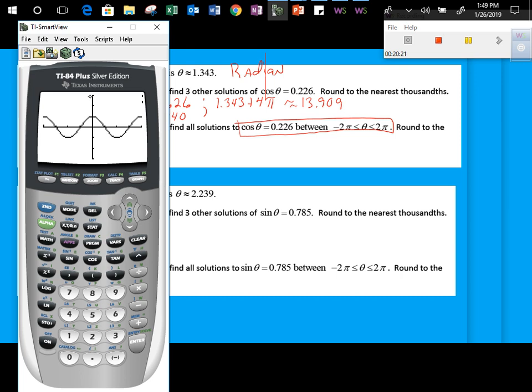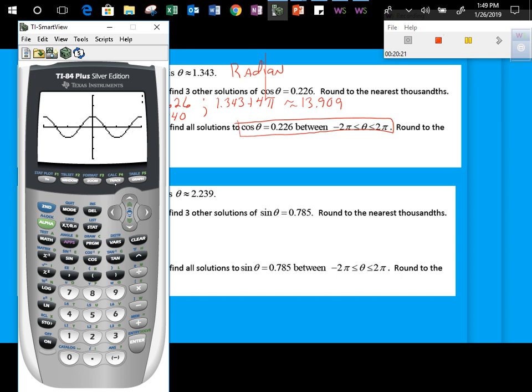If you notice symmetry, you could find this answer right here and know that this answer right here is just the opposite of it. You could find this answer and know that that answer right there is just the opposite. So there's one way. If you find this answer, add 2 pi to it, you would get this answer. If you found this one and added 2 pi to it, you would get that. Or you could just second calculate 4 times.